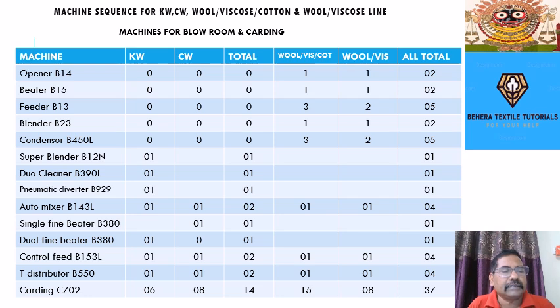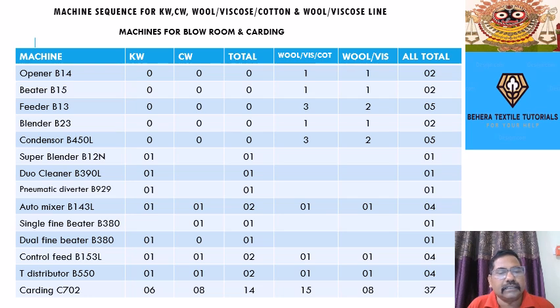And single fine beater, you can put in the combed line, and this is single, and dual fine beater you can put in a carded line, and from this line you can take cotton to the wool viscose cotton. This dual fine beater means B380 B382 beaters are there, and one supply pan. So from one of these B380 the material will go to Unimix of combed line, and from another B380 the material will go to cotton viscose wool blend. Then control feed B153 you can take one for each line. T distributor 550 you can take one for each line.